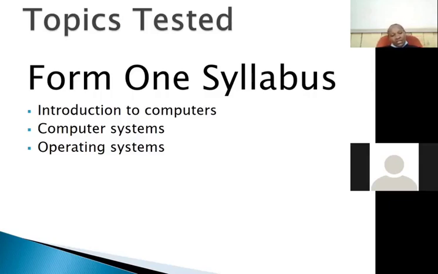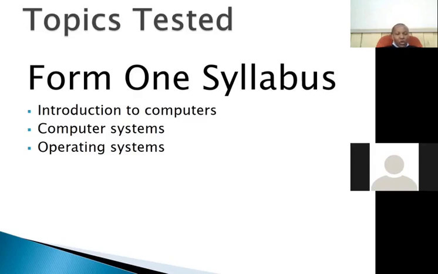Then, still in the computer system, you must understand what we call computer software, and the categories of computer software, which are the application software and the system software. You must understand all that. Everything contained in that topic, you must be able to understand and answer a question that is tested in that topic.